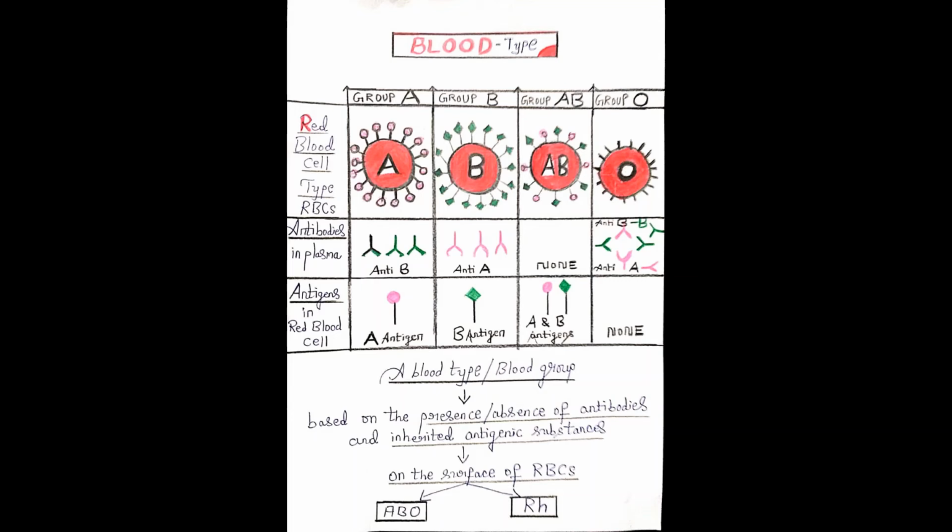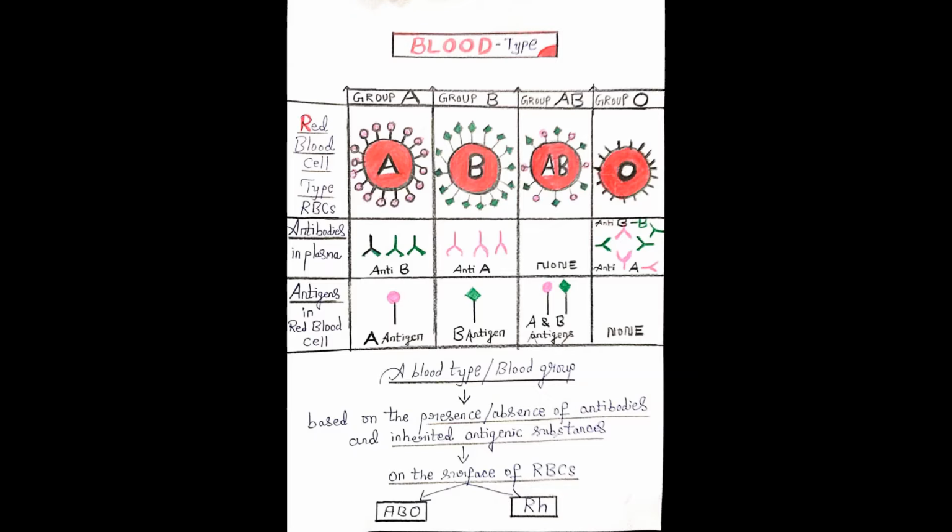Good morning. Today we'll discuss an interesting topic, blood type or blood group. What is blood type or blood group? A blood type or a blood group is a classification of blood based on presence or absence of antibodies and inherited antigenic substances which are present on the surface of red blood cells.